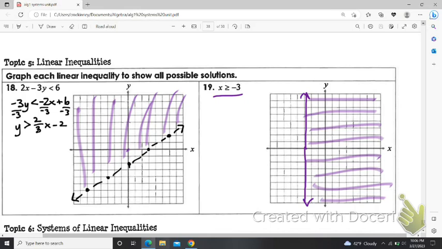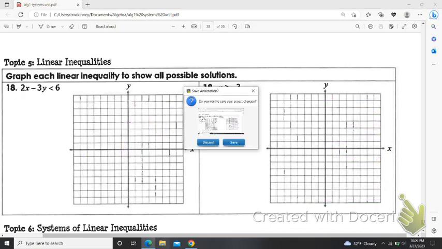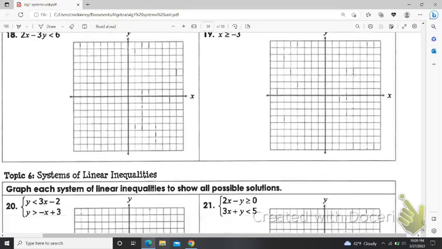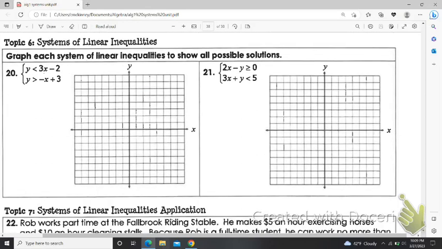And then the last topic that we learned in this unit with graphing was putting those two ideas, systems of equations and linear inequalities, together to make systems of linear inequalities. And we're going to look at two problems from that section. These problems should help you be ready for the 3A, Unit 3 Part A quiz.